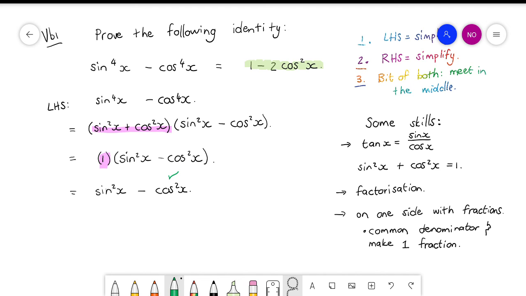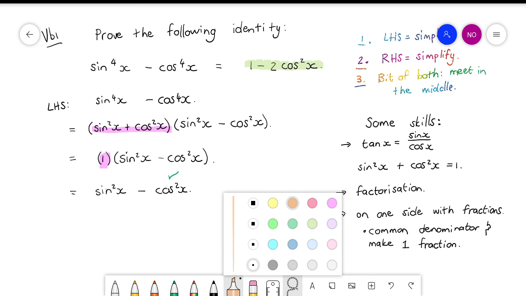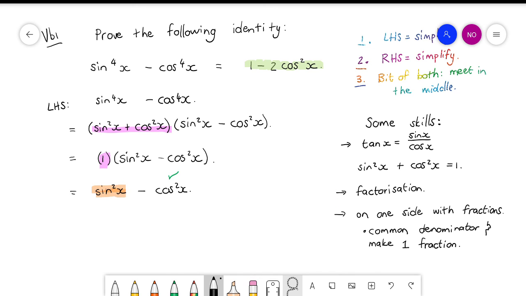Is there a way for us to write sin squared x in terms of cos squared x as well? Yes? 1 minus cos squared x. So that's what I'm going to do. So you need to use your right-hand side as a little clue of what you are working towards. And then it's as easy as simplifying.